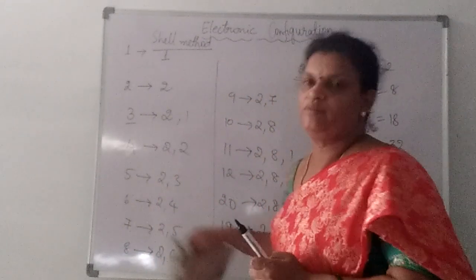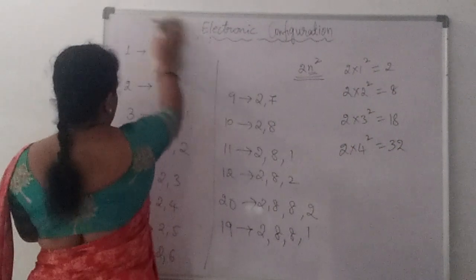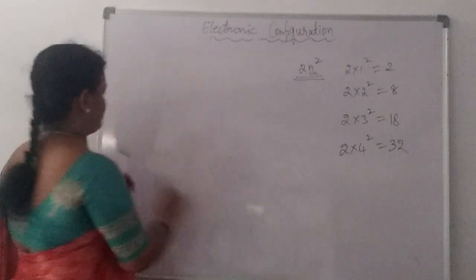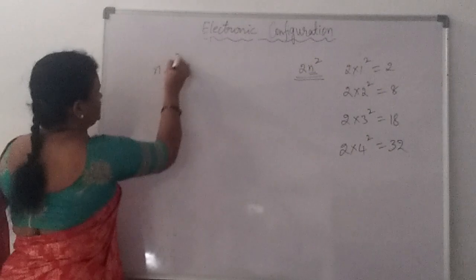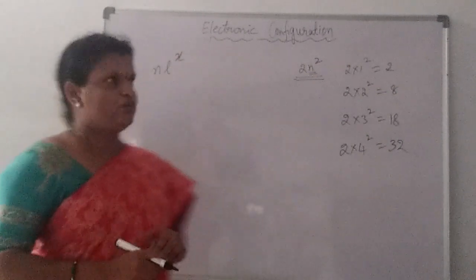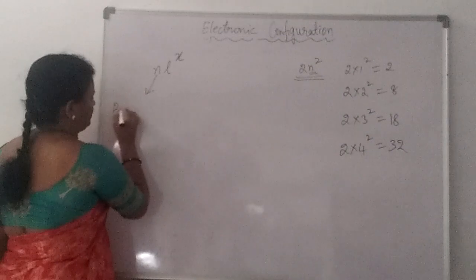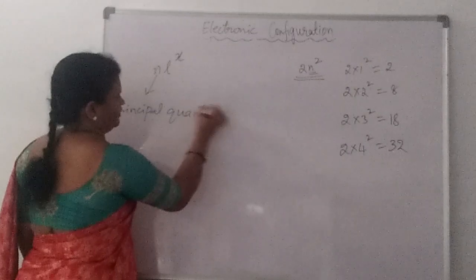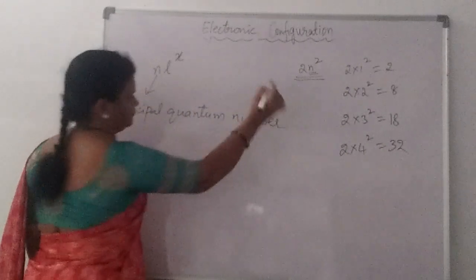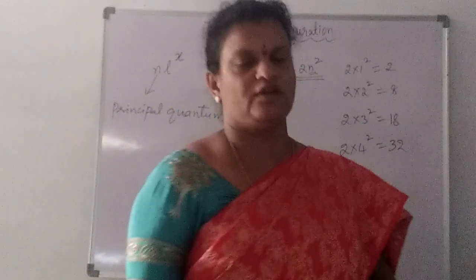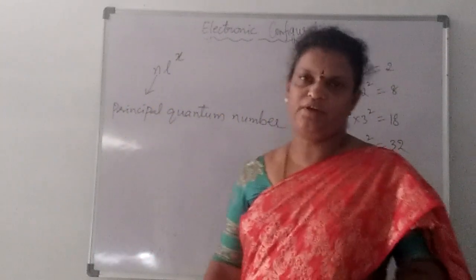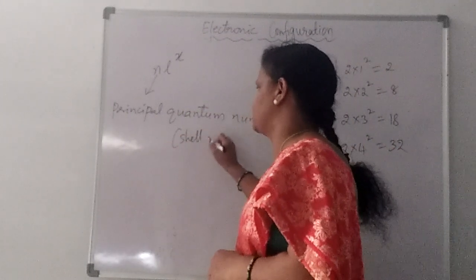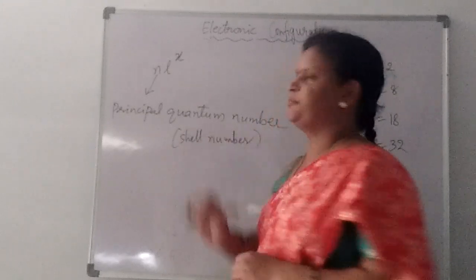Now we will see another method here, which is called the NLX method. So what is this NLX method? Here we have 3 symbols: N, L and also X. What is N? N is nothing but the principal quantum number, which we have discussed already. In the previous video we have already discussed the quantum numbers; there you can check that. So the principal quantum number we will write. That is nothing but the shell number. The shell number is nothing but the principal quantum number.